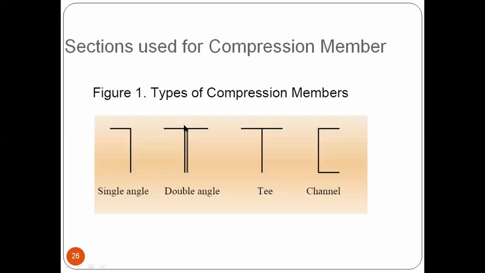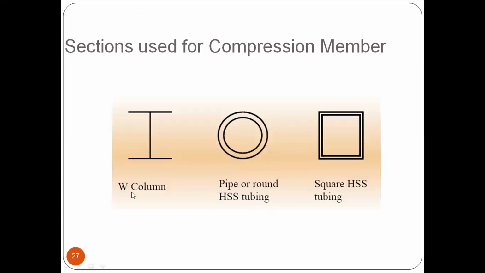So these are the different types of compression members which can be used in applications. You can use a single angle as a strut in roof trusses. Double angle can be used. I section can also be used as a compression member, and even channel sections can be used. Apart from that, a W column, where the member is framed in such a way that it has two flanges on top and only one flange on the bottom. The pipe or rounded hollow tube can be used as a column, and the square HSS tube can also be used as a column.